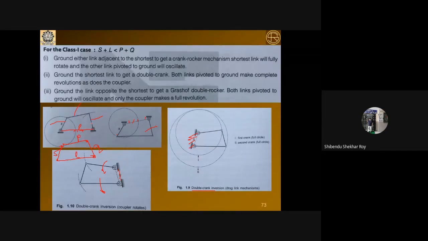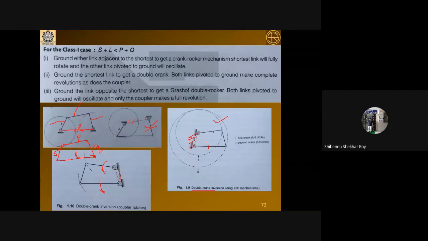So the first two are called the crank rocker mechanism, because crank means a full rotation, and rocker means it oscillates. Here the smallest link has full rotation, that is a crank, and the follower is oscillating, so the mechanism is crank rocker. This inversion is also the same. The third inversion: if you consider the smallest link as your fixed link, then the two links connected to the ground both have complete rotation. If a link has complete rotation, you can term it a crank. That is why both input and output links are called cranks here, and that is why it is a double crank mechanism.